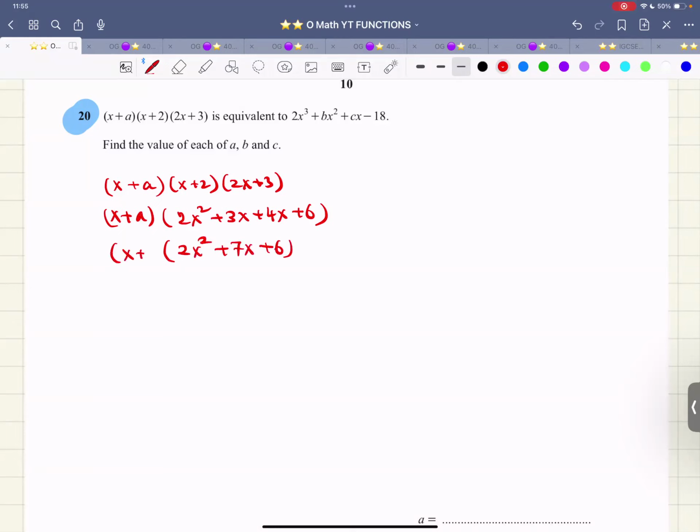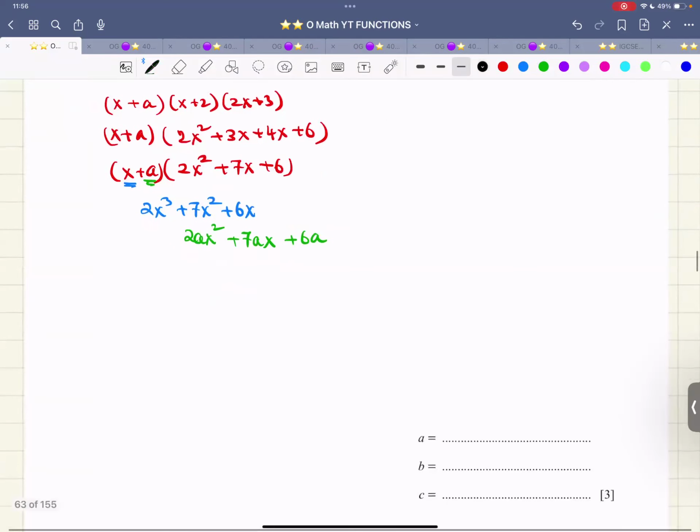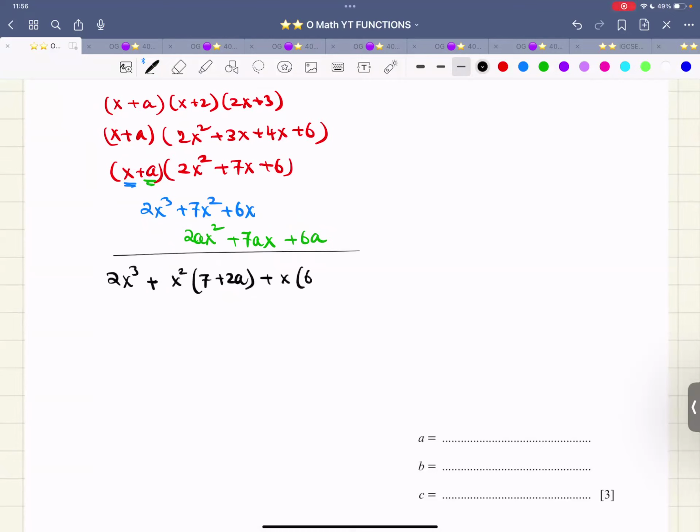This is multiplying with x plus a. Now further multiply it out with x into 2x squared, 2x cubed, 7x squared plus 6x. Multiply out with a, that is 2ax squared, 2a into 7, that is 7ax, and a into 6 is 6a. If I add this up, this is 2x cubed, and the coefficient of x squared is 7 plus 2a. The coefficient of x is 6 plus 7a, and the constant term is 6a.